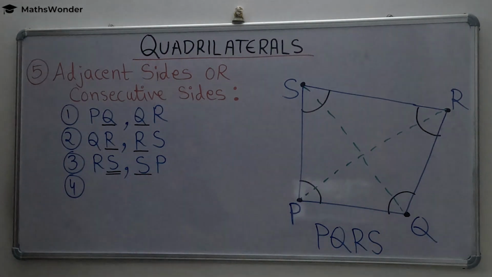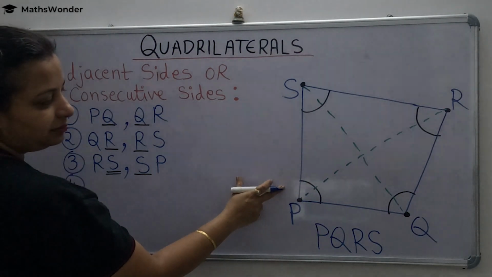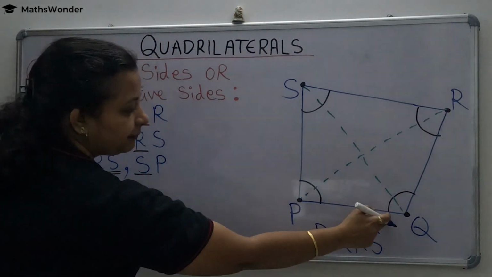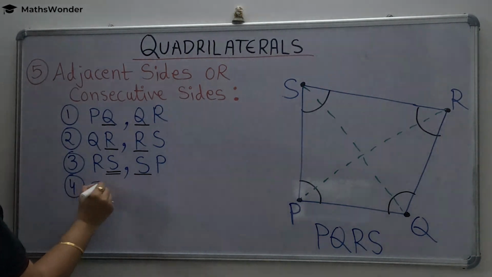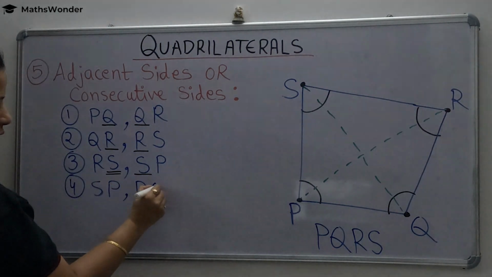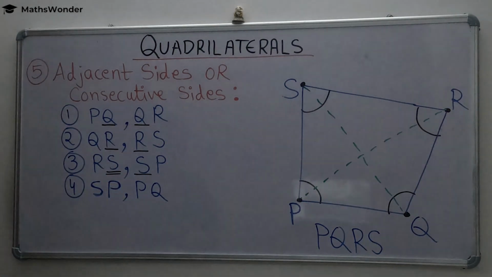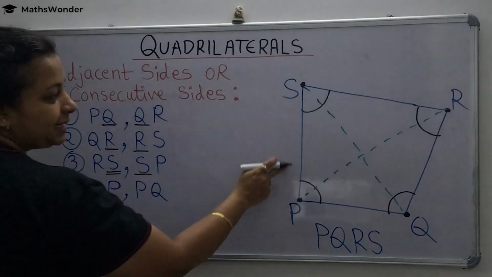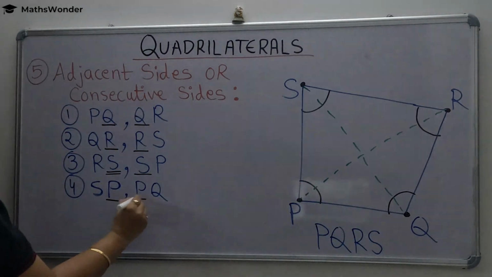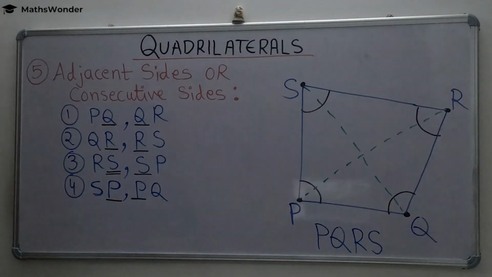Now the other is where P should be there. SP and PQ, right? Where P is common for both. P will make it only two sides, right? PS and PQ. So P is the common vertex. So these are the adjacent sides pair. There are four pairs of adjacent sides.